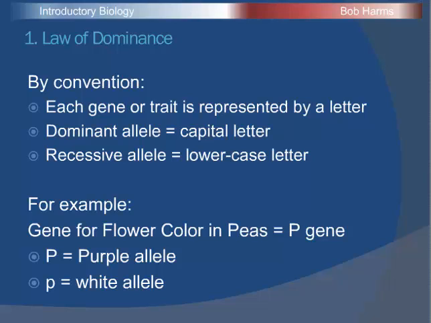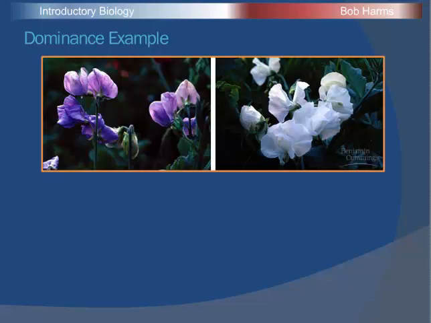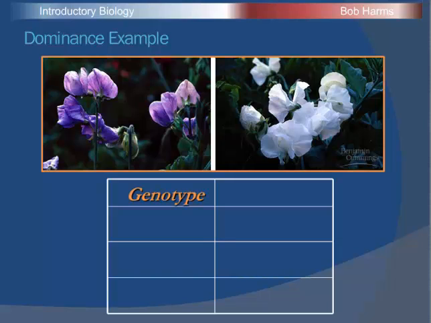And so here's our two different alleles for our gene, the dominant purple, the recessive white. So if we apply that to the pea plants, here's our different phenotypes. Either pea plants have purple or they have white flowers. So let's compare genotype to phenotype. There's only three options for genotype here.